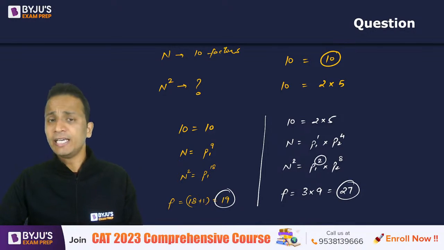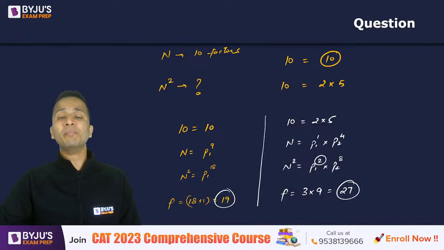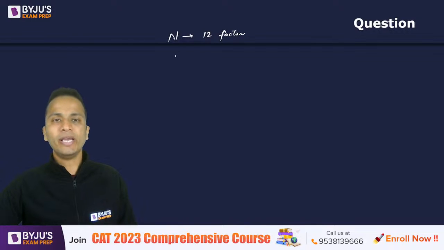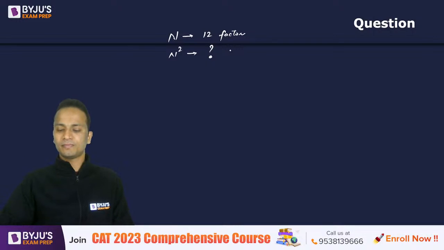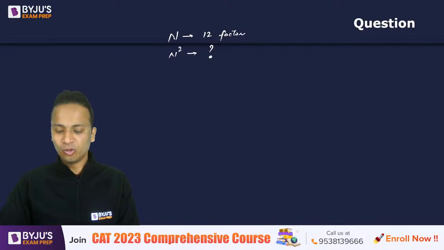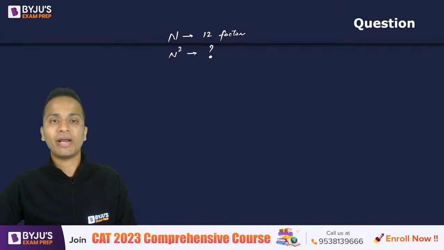Let's look at one more question of this type, where there can be more than one possibility. So now you are given that n has 12 factors. So what will be the number of factors of n square? Those who are attending this session live, please do reply to whatever we are doing right now.